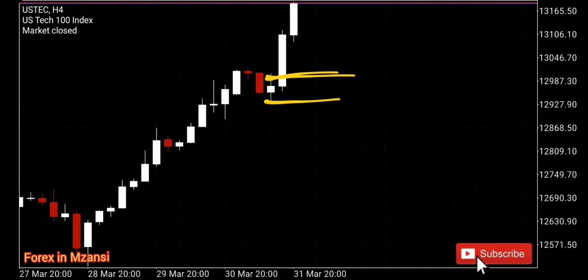So this is the support. Remember, if the price touches that weekly area of resistance, and then it retraces to the downside, and then it comes to this support, it will be coming from weekly, and this is your H4.